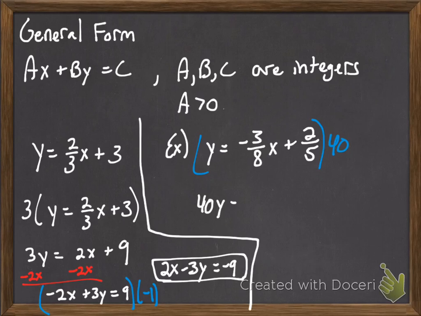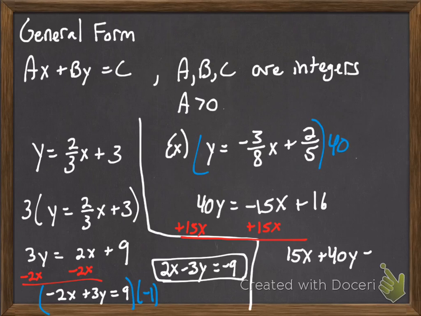When we do that, we'd get 40y. And then 40 times 3/8, the 40 and the 8 would cancel. It would be 5. 5 and 3 would be negative 15x. When we get to the 2/5, the 40 and the 5 would cancel to be 8. 2 and 8 would be 16. Okay, and then we want the x and y on the same side. So we would take that negative 15x and add that to both sides. That would give me 15x plus 40y equals 16. And now this time, x and y are on the same side, and I don't have that negative sign in front, so I can just go ahead and write that as 15x plus 40y equals 16.